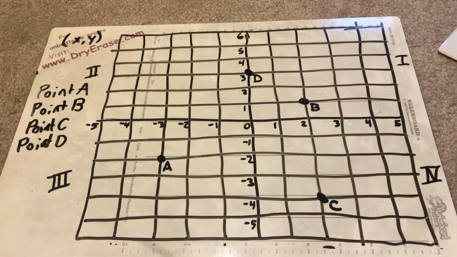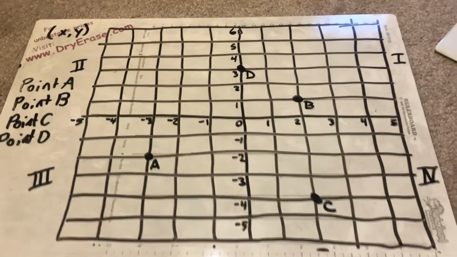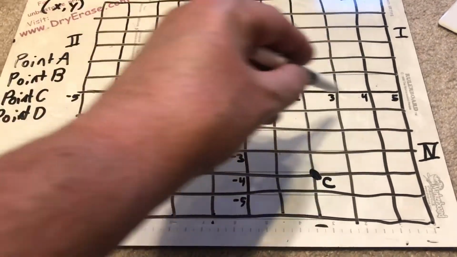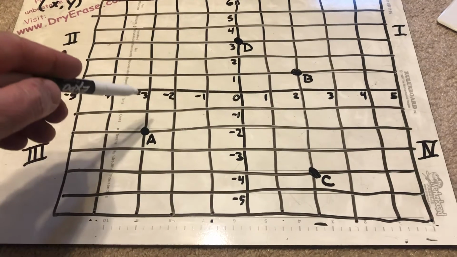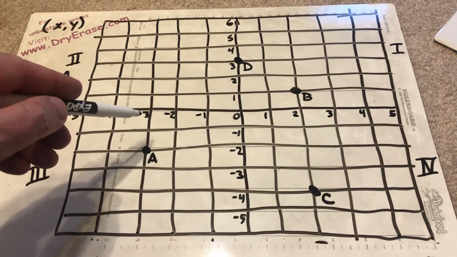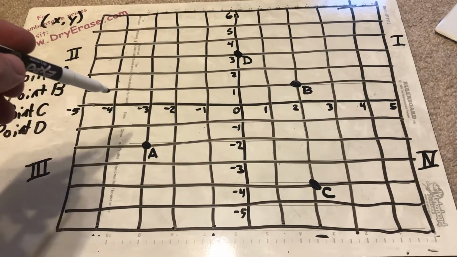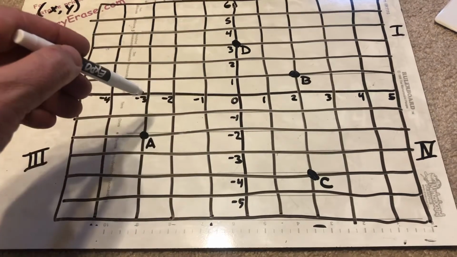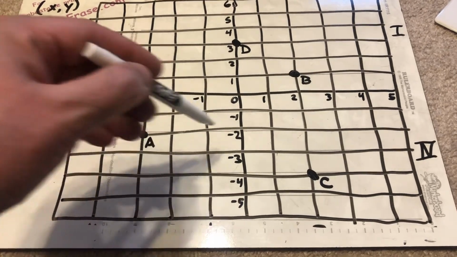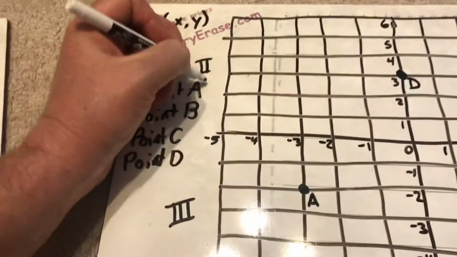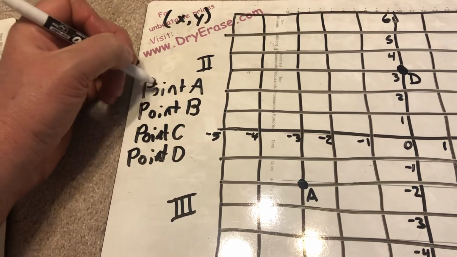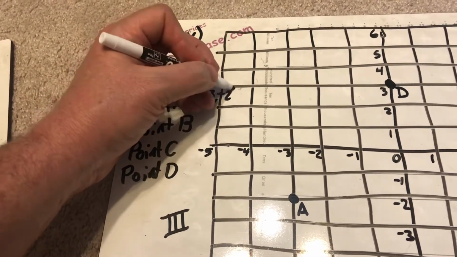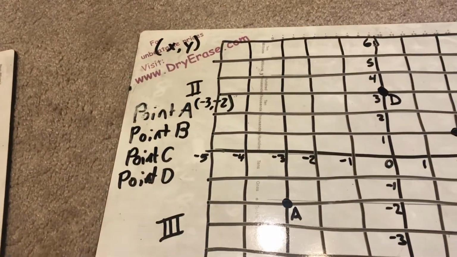So, as I'm looking at these, if we're going to start with point A, and I want to see how far left or right that is, well, I see that it's -3, okay, and then I see it goes down -2. So my x-coordinate would be -3, my y-coordinate would be -2, and it would be written for point A as (-3, -2). And that's how I would write that ordered pair.